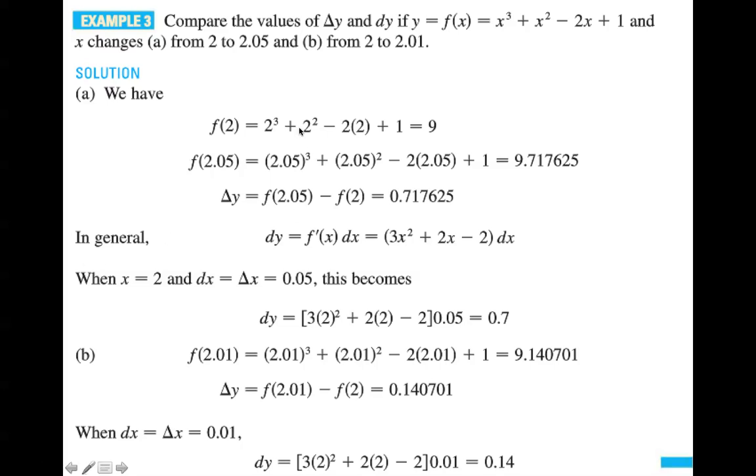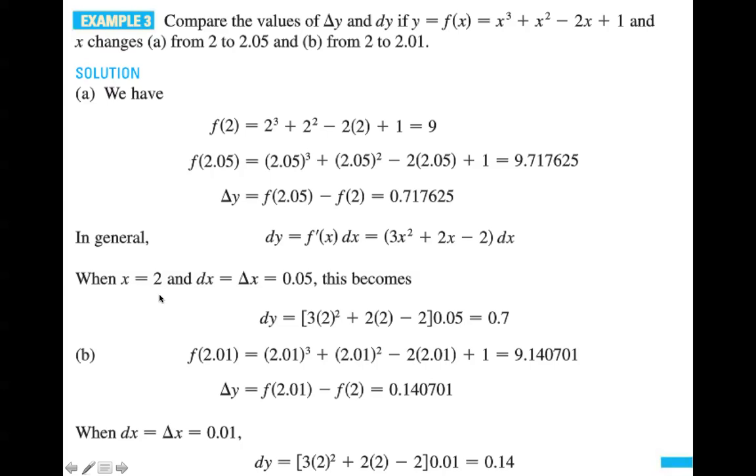So what we simply do is change 2 to 2.05, and we get our value. And then we plug it into that formula that we just discussed, so f of 2.05 minus f of 2. So we take 9.717625 minus 9, and therefore we get the change in y. And dy equals f prime of x times dx, which could be written also as 3x squared plus 2x minus 2 times dx. Same thing follows for the next one.